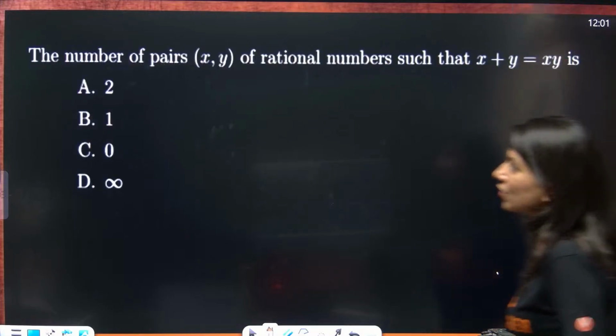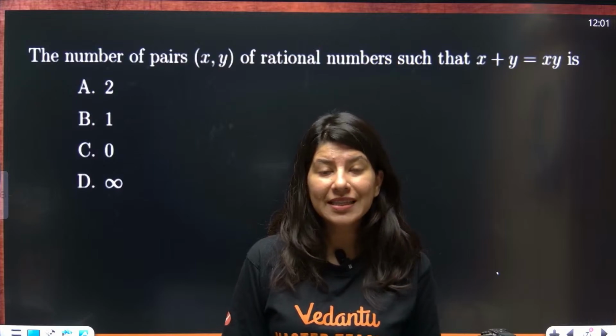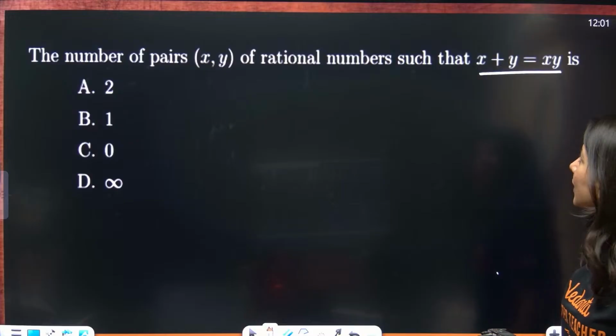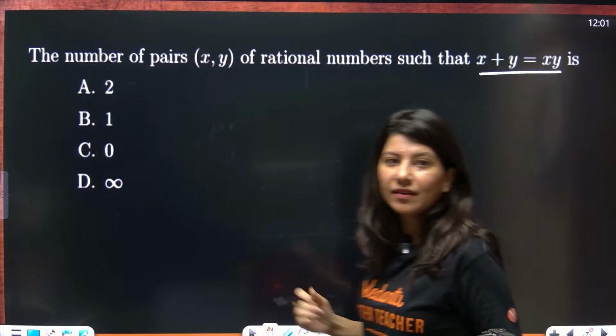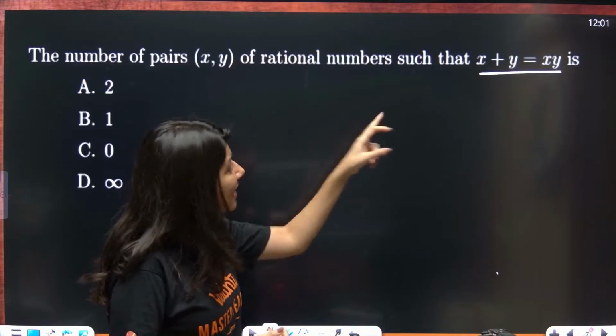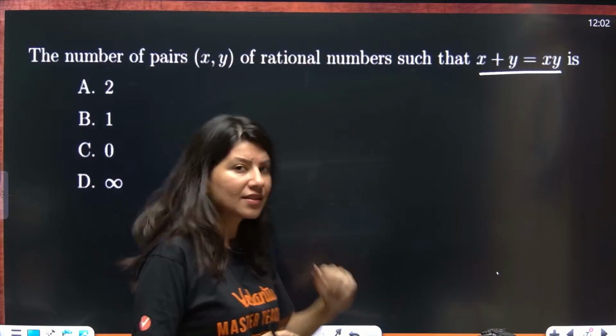Now the next question: the number of pairs x, y of rational numbers such that x plus y is equal to xy. So understand that you are looking for how many rational ordered pairs will satisfy this equation.